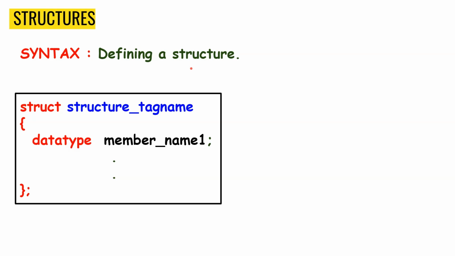Now assume that we have some related information which are of different data types. So how to store those values? That is where we use a structure. A structure can be used to store heterogeneous data which are related to each other.